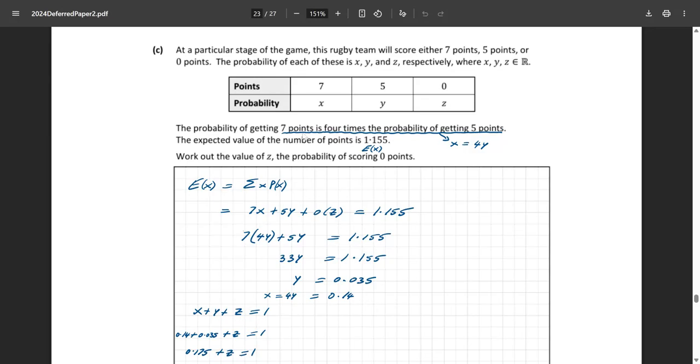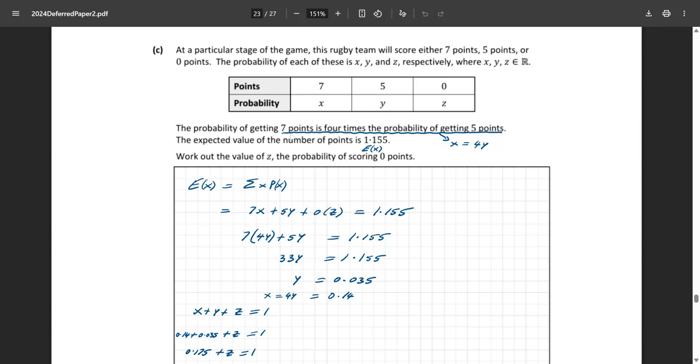The expected outcome is basically the sum of the x's by the probability of x, if you call these x's up here. So points by probability of points in our case. So you just take your 7 by x plus 5 by y plus 0 by z. And you put all that together, and you're told the answer is 1.155.